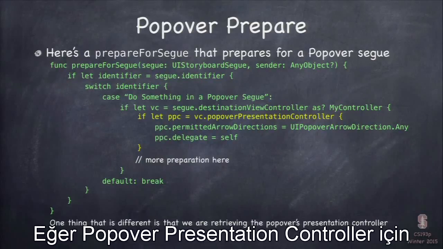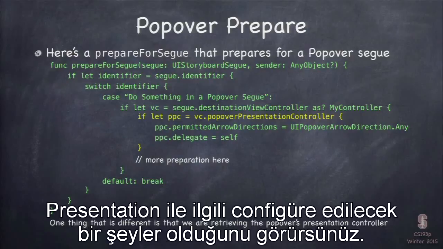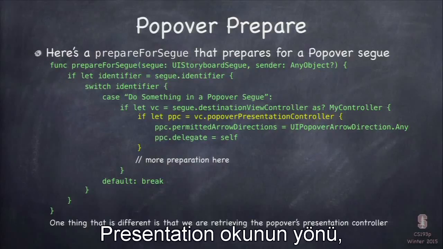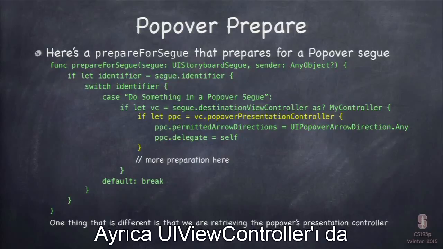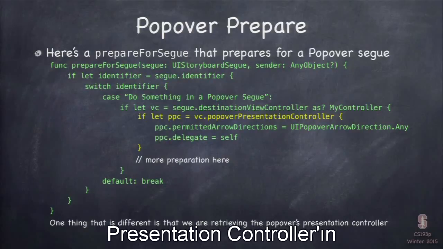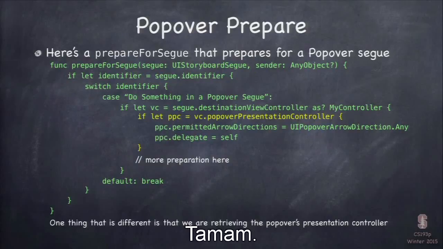But if it is popover, then I'm going to get this popover presentation controller. And if you go look in the documentation for popover presentation controller, you'll see it has some things you can configure about the presentation, like the permitted arrow directions, that little white triangle. Where is that allowed to point? What direction? And you can also set yourself, the UIViewController, as the delegate of the presentation controller.